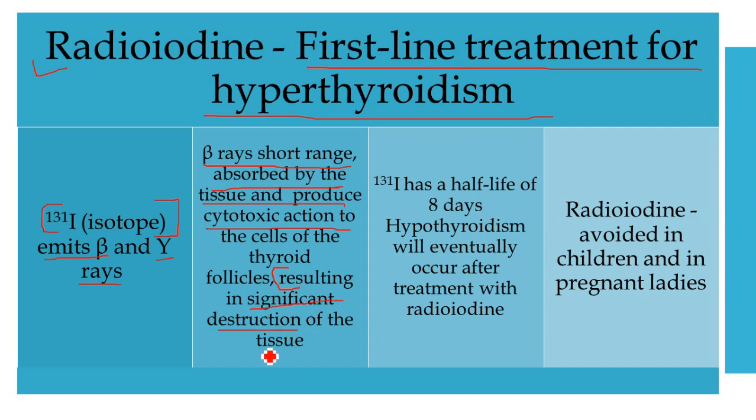a significant destruction of the tissue, which is required in hyperthyroidism, because in hyperthyroidism the overall tissue volume and cell volume are increased. This I-131 component of radioiodine has a half-life of 8 days, and sometimes hypothyroidism eventually occurs as a result of treatment with this radioiodine compound. They are generally avoided in children and pregnant women because of the side effect profile.